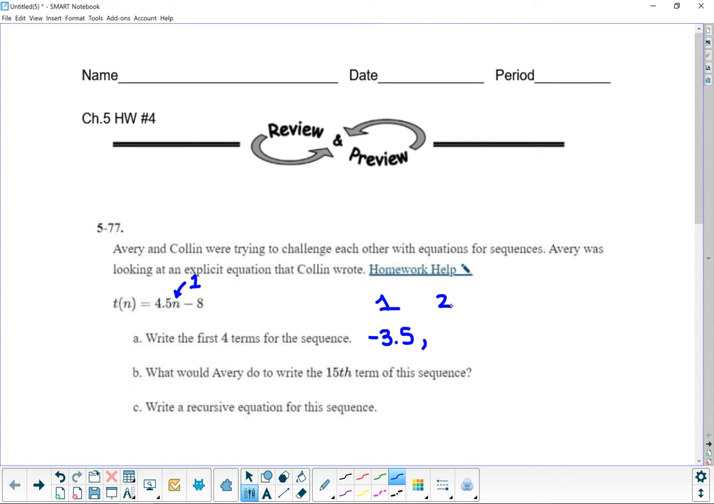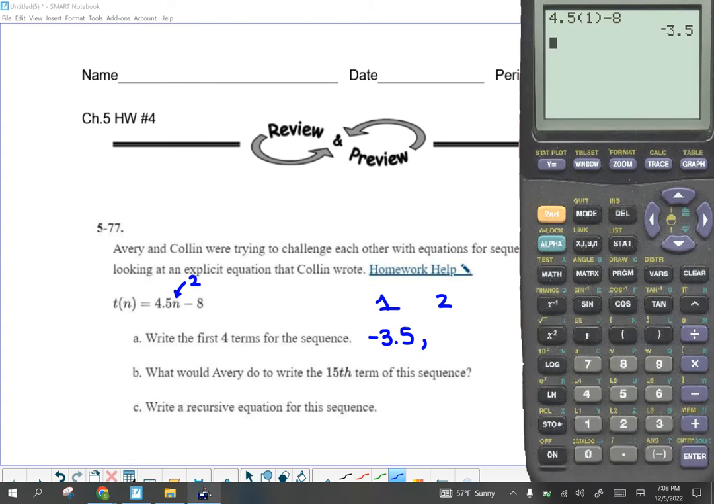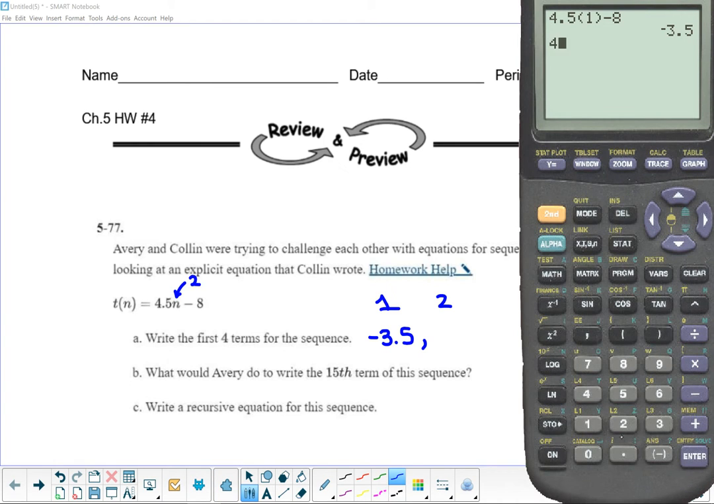My second term is when I put 2 in there. So in Avery's explicit equation, I'm going to go ahead and put 2 in there. In my calculator, I just copy 4.5 times 2, just like that. You can use your calculator, and it can keep getting the answer for you. I'm just going to keep going because I know I have to do 4, so I'm going to do the next one. 4.5 times 3.